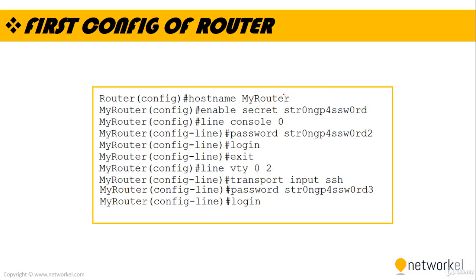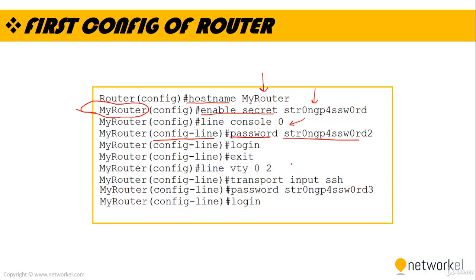To configure a host name on a router, our command is hostname, and we are typing hostname and the host name that we want to define, and as soon as we hit the enter key, as you can see, the host name is turning to MyRouter here. Then we are defining an enable secret password, as you can see, enable secret, and we are defining a password here. After, we are securing access to our console port by typing line console 0, and in the config line mode, we are defining a password again.